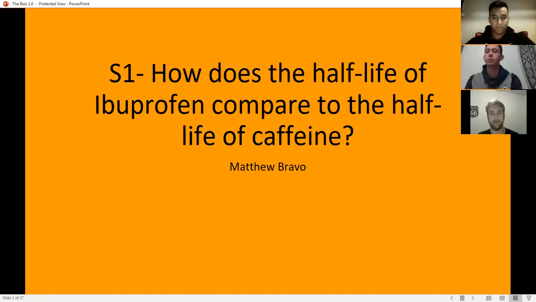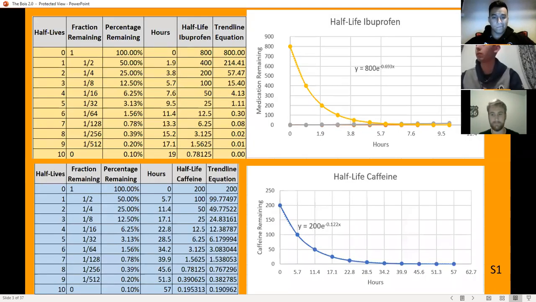So Matthew, how does the half-life of ibuprofen compare to the half-life of caffeine? So the half-life of ibuprofen is 4 times the half-life of caffeine. This means ibuprofen's half-life is larger. Caffeine lasts 3 times longer than ibuprofen, and caffeine's half-life also has a longer effect. So for caffeine and ibuprofen to last the same amount of time, you would need to take 1/3 the normal amount of half-life of caffeine.